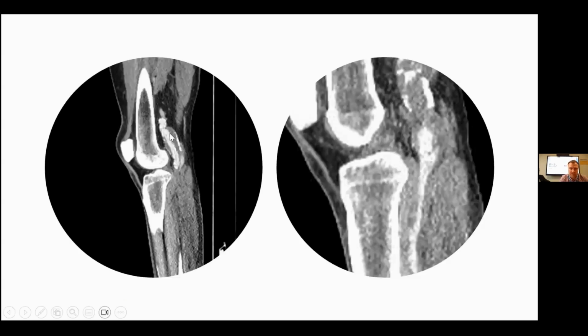This is just to prove that there's good flow through the right popliteal aneurysm, and there's good flow in the tibioperoneal trunk as a potential landing site for that exclusion bypass.